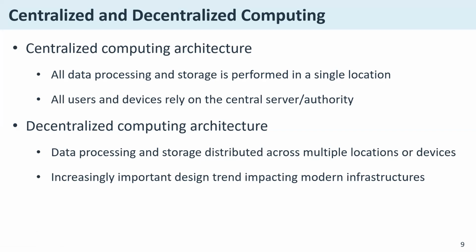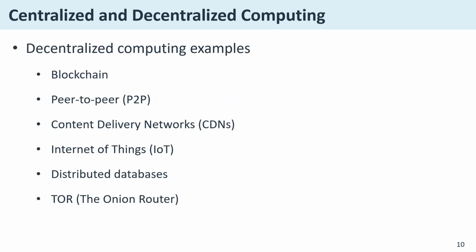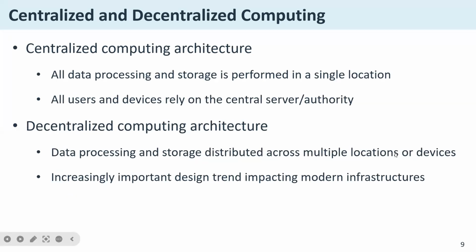Okay, so in part two of this module, we look at decentralized computing architecture. This part in the series is a continuation of this particular module. So, decentralized computing architecture: data processing and storage distributed across multiple locations or devices. Here you have an increasingly important design trend impacting modern infrastructure.